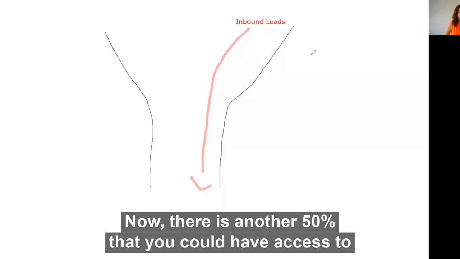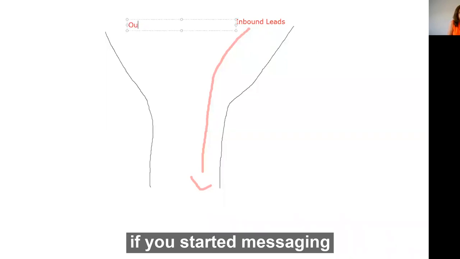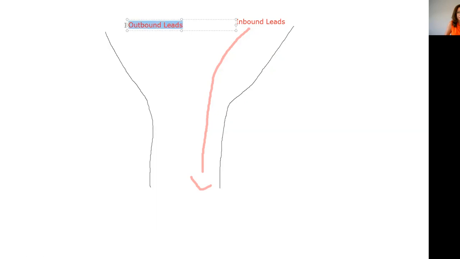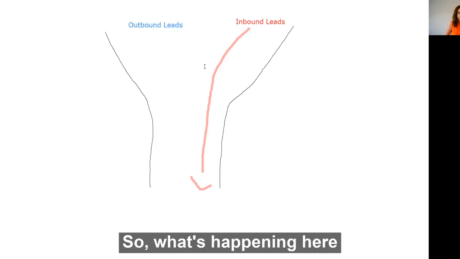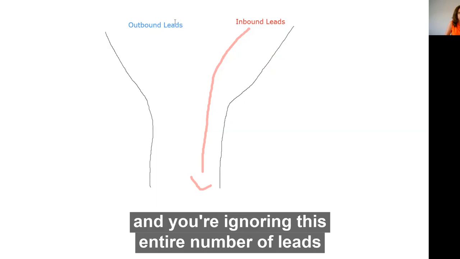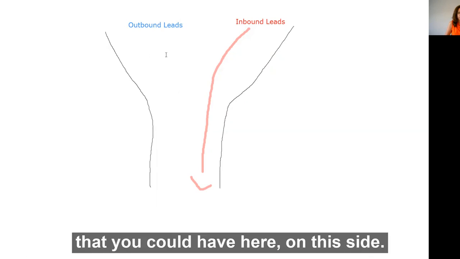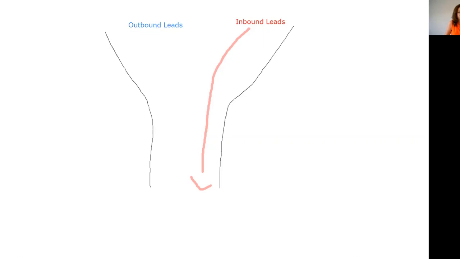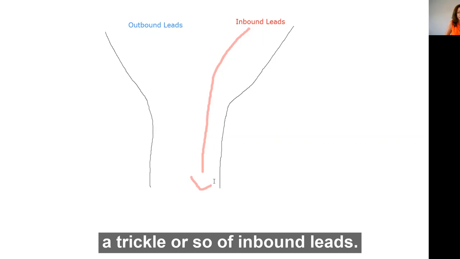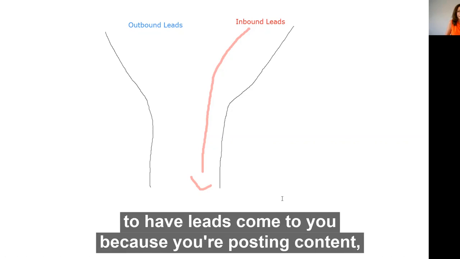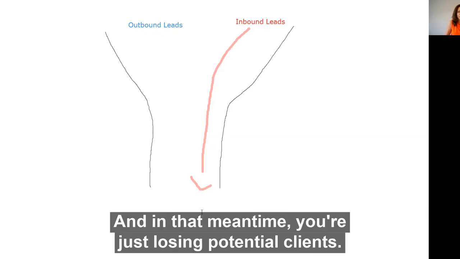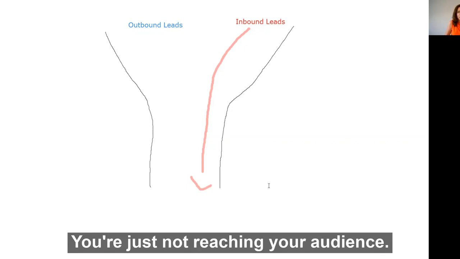Now, there is another 50% that you could have access to if you started messaging your connections, and this is called outbound leads. So what's happening here is you're just getting 50% of the leads and you're ignoring this entire number of leads that you could have on this side. What that can mean is that you just have a trickle of inbound leads. You might be waiting a long time to have leads come to you because you're posting content, testing to see whether it's worked and trying to get engagement. And in that meantime, you're just losing potential clients. You're just not reaching your audience.